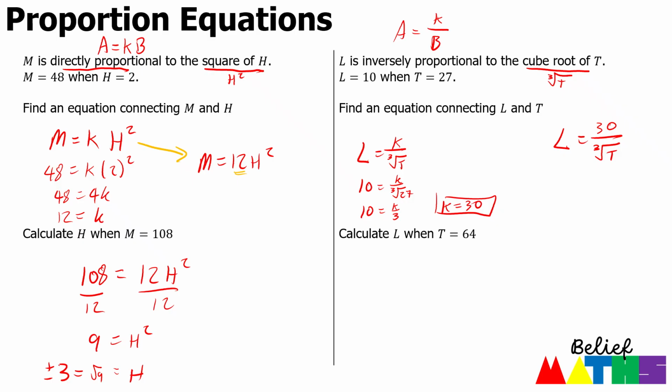Part 2, we then have find L when t equals 64. So L is equal to 30 divided by the cubed root of 64. Now the cubed root of 64 is 4, so that's 30 divided by 4, which gives me an answer of either 15 over 2, or if you want as a decimal, 7.5. And that's what we would do in our proportional equations. So remember, directly proportional, K multiplied by the second thing, inversely proportional, K divided by whatever the second thing is.